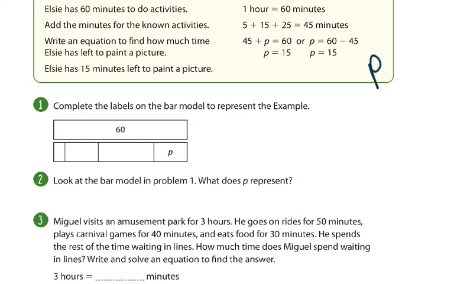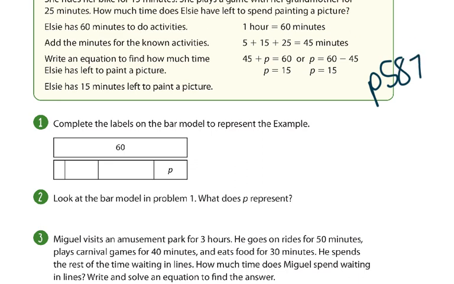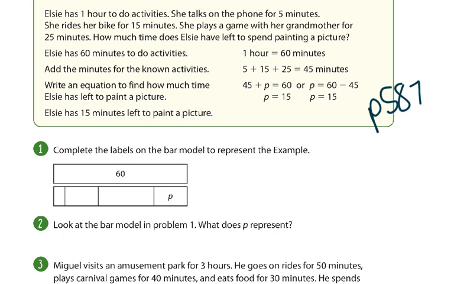Let's write what page it is. 587. Complete the labels in the bar model to represent the example. Oh, we got to do the example. So you did 5 here. You did 15. You did 25, and we have this unknown.